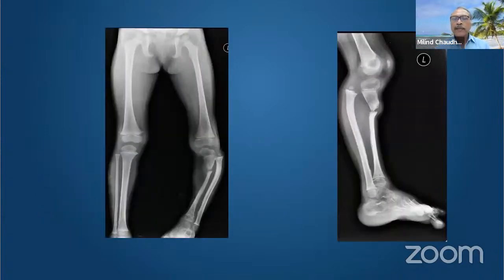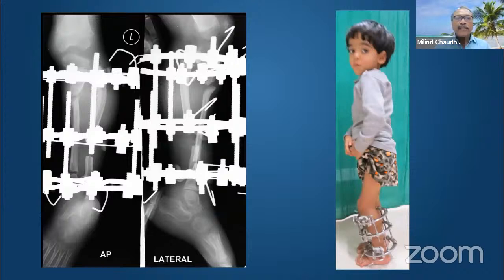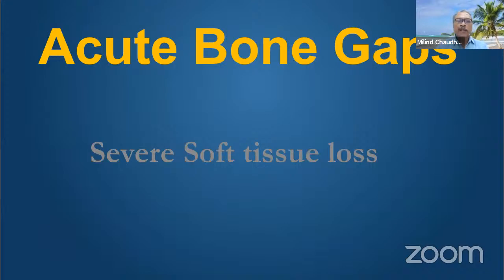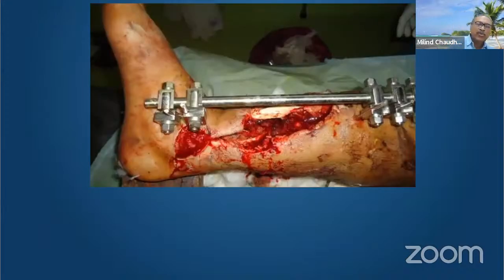Again, in young children, we do bifocal treatment, we lengthen them, we heal them, we give solid, reliable union. Now, what happens when you have an acute, subacute traumatic gap like this?